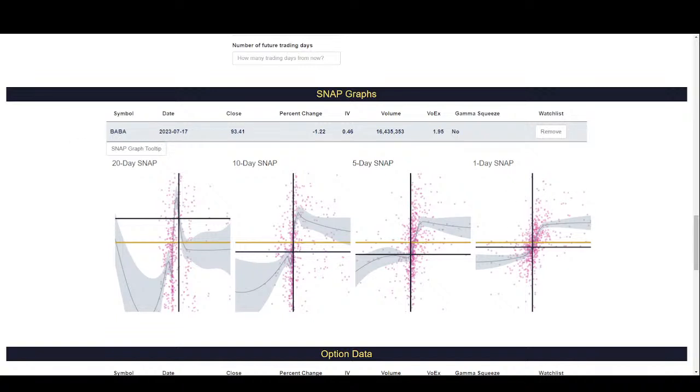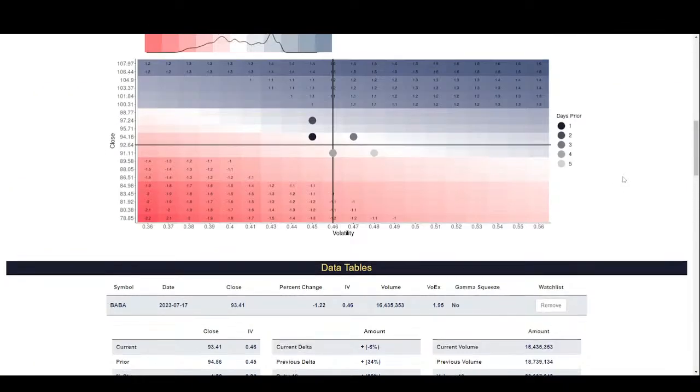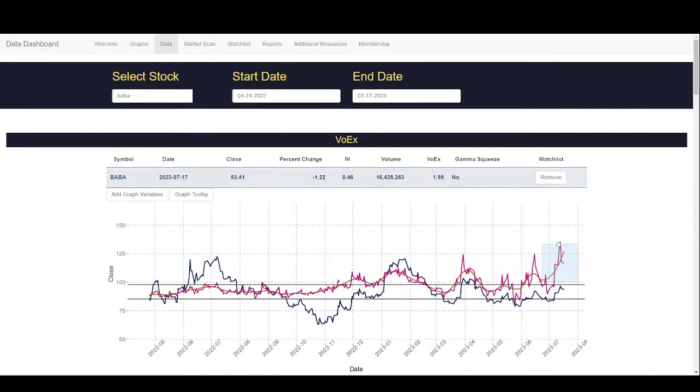All right, so now let's move on to the snap graphs for BABA. We notice an extreme Voex spike that happens right here. And when Voex gets too spiky, what follows? Short-term downside. You can see it here, and here. Voex got too spiky, so what would we expect? Short-term downside.